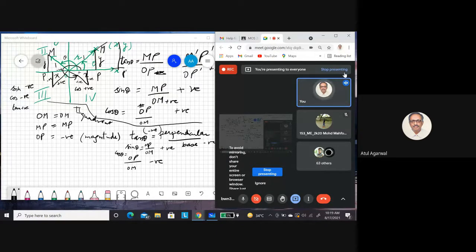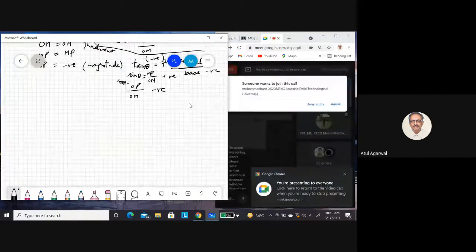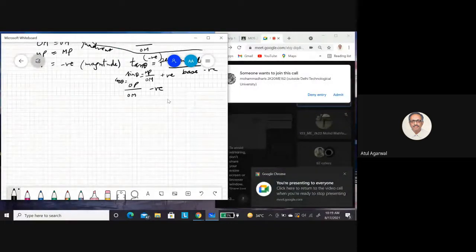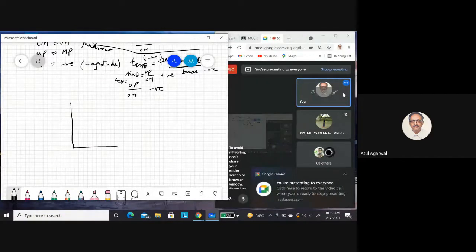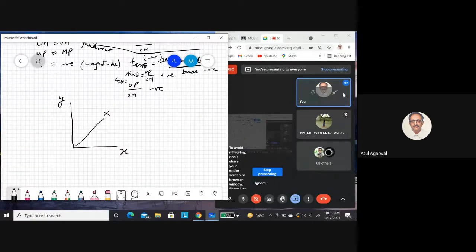Now we talk about polar coordinates. So in polar coordinates, this is your x-axis, this is your y-axis. This is your r, this is your theta. So this is your x coordinate, y coordinate.